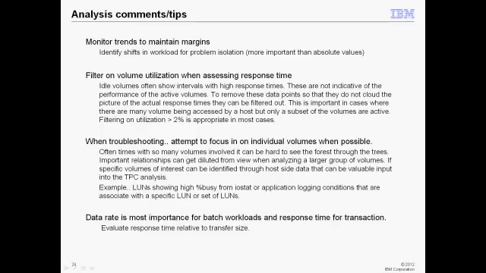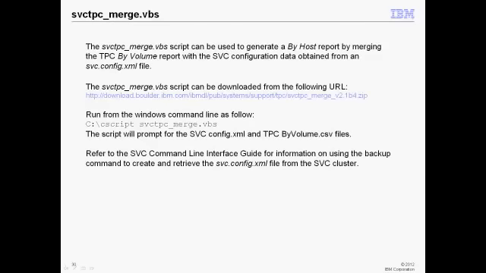Data rate is most important for batch workloads and response time for transaction workloads. Always evaluate response time relative to the transfer size. The script used in this presentation that merges the TPC by volume report with the SVC configuration file can be downloaded from the following URL. The script is executed from the Windows command line and will prompt for the input files. Please refer to the SVC command line interface guide if you need information on using the backup command to create and retrieve the SVC configuration file from your SVC cluster.